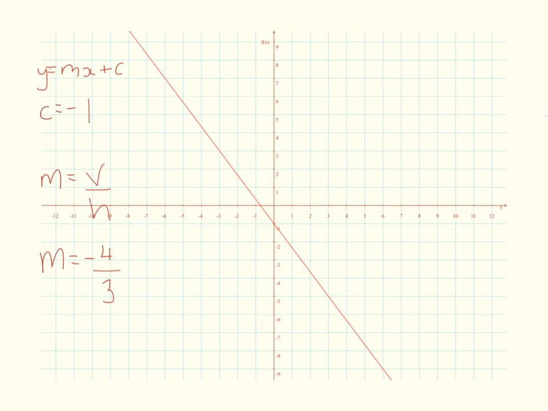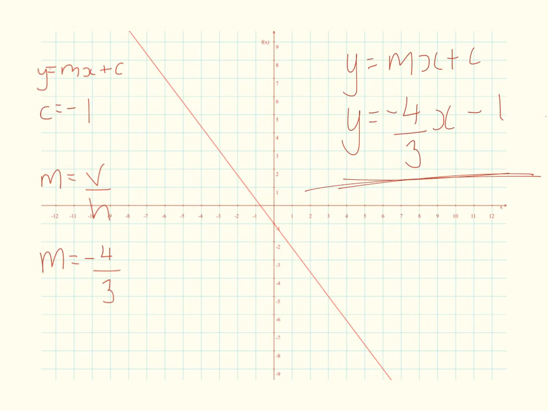So I now have the pieces of the puzzle. I can substitute these into my equation, y equals mx plus c. My gradient m, which I just calculated, was minus 4/3, and c is negative 1. So it's y equals minus 4 over 3 x, take away 1. Thanks very much.